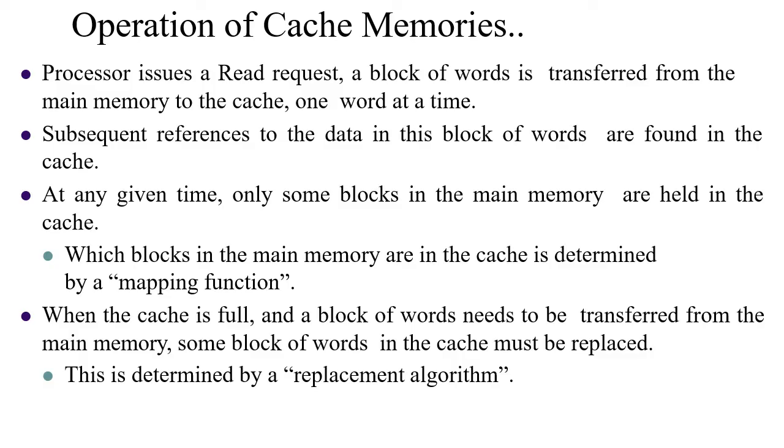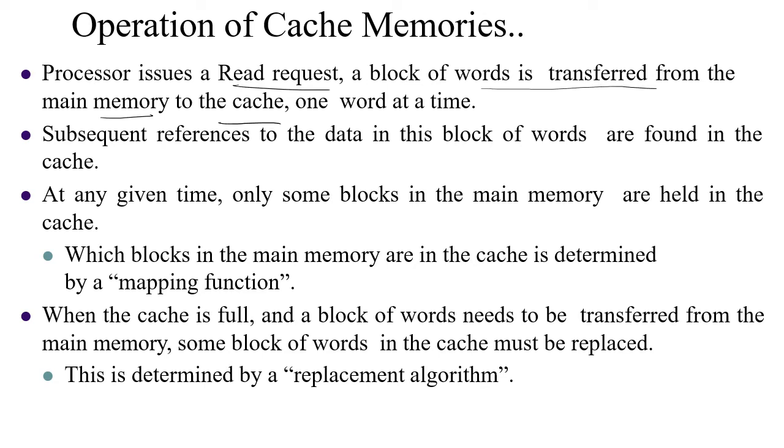Here in this slide, we will look into the operations of the cache memory. Initially, there will be a read request from the processor, and the words are transferred from the main memory to the cache. This we have discussed in our previous slide. Now, at any given time, only some blocks in the main memory are held in the cache. The entire program that is present in the main memory will not be copied into the cache memory. Instead, only some blocks in the main memory are copied into the cache.